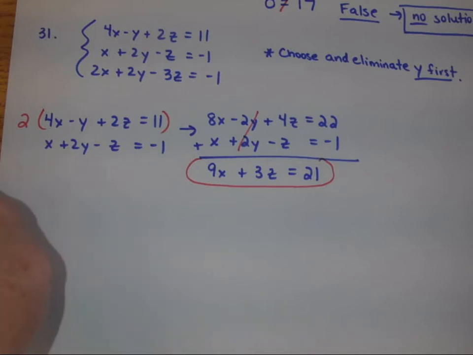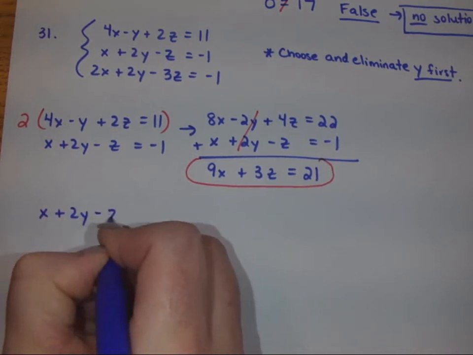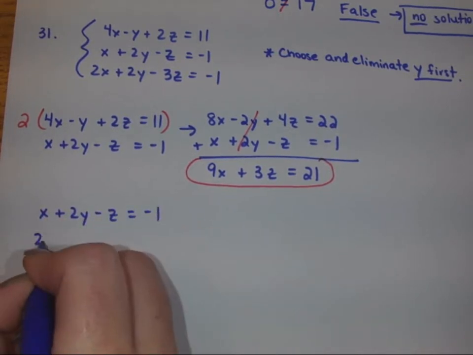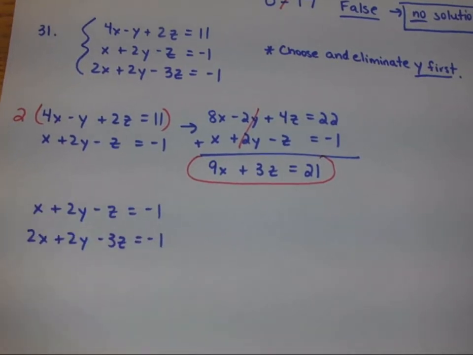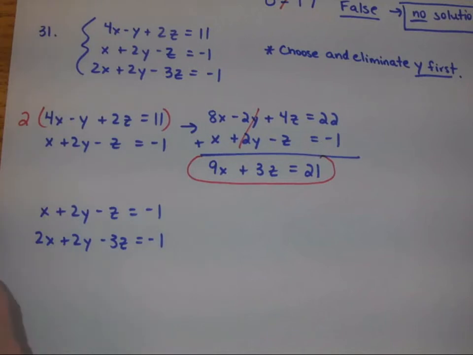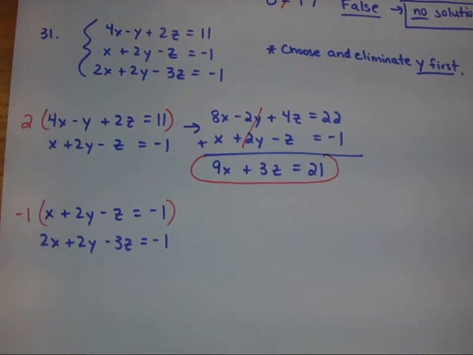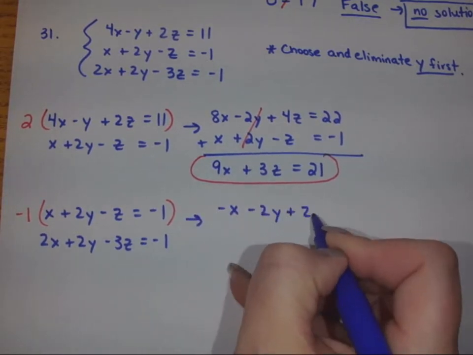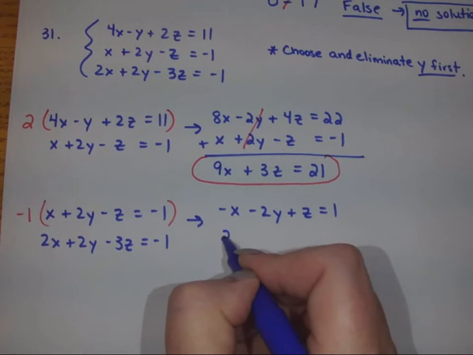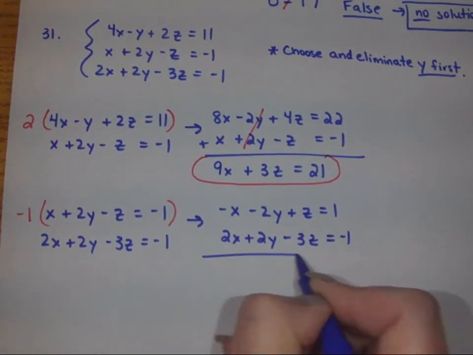Now my second goal is to combine another pair and get rid of the same variable. So I'm going to line up the second and third equations this time. Notice they're really close to what I need for y to eliminate, right? I just need one of them to be negative. It doesn't matter which one you decide, but I'm going to multiply this one by negative 1. So I get negative x minus 2y plus z equals 1, and 2x plus 2y minus 3z equals negative 1.